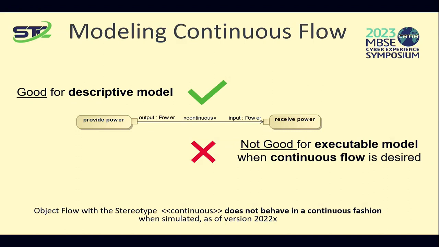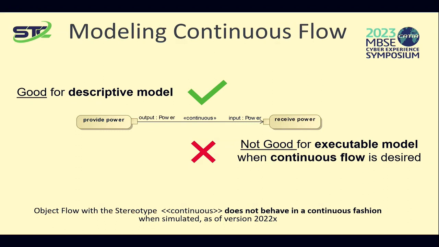However, if you go to simulate that, it's not actually going to execute in a continuous fashion because it's only going to send one token across that object flow. So this is where you start getting into the ideas of using value properties to behave in a continuous fashion, and flow properties.